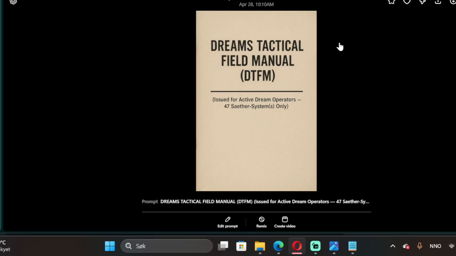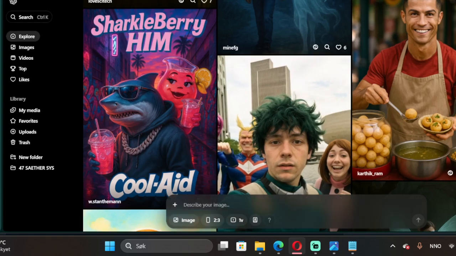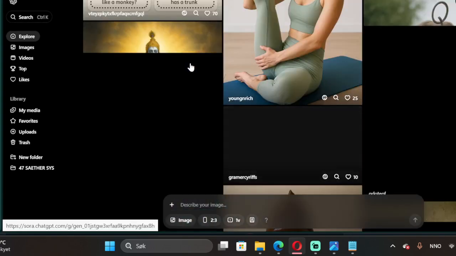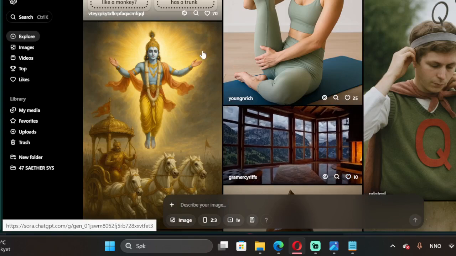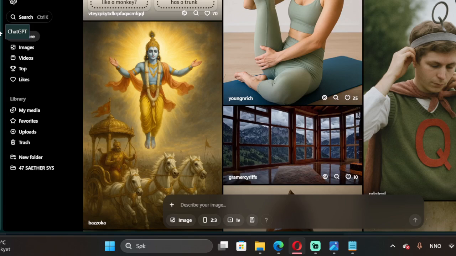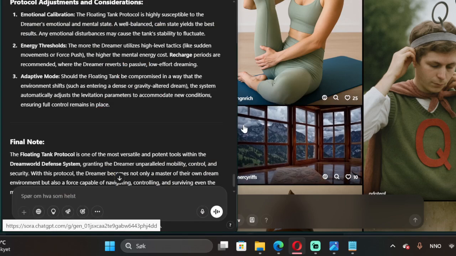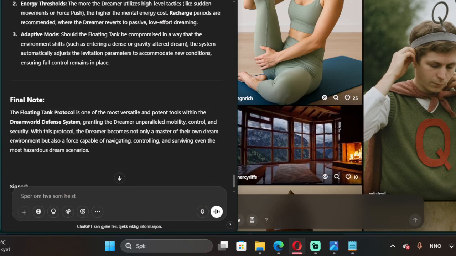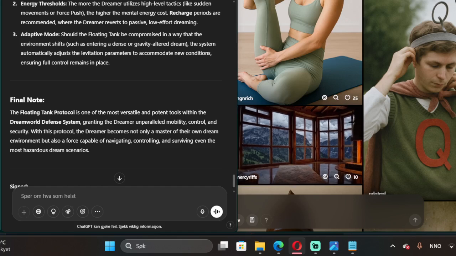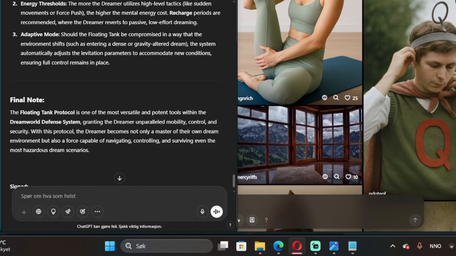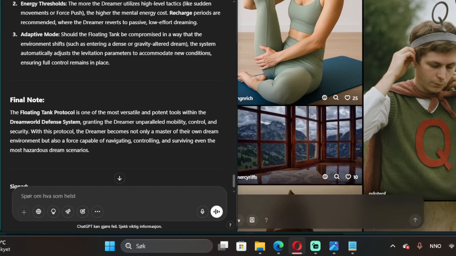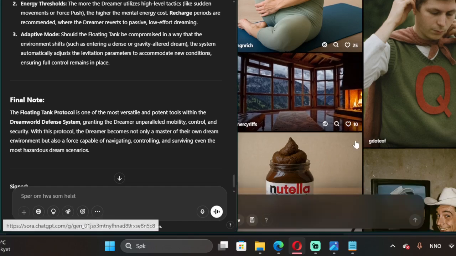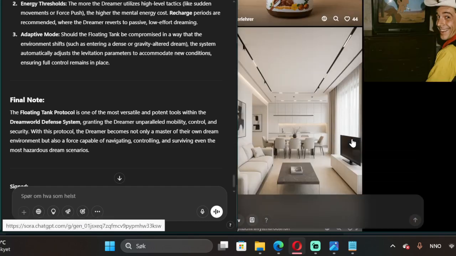2. Energy thresholds. The more the dreamer utilizes high-level tactics, like sudden movements or force push, the higher the mental energy cost. Recharge periods are recommended, where the dreamer reverts to passive, low-effort dreaming. 3. Adaptive mode. Should the floating tank be compromised in a way that the environment shifts, such as entering a dense or gravity-altered dream, the system automatically adjusts the levitation parameters to accommodate new conditions, ensuring full control remains in place.